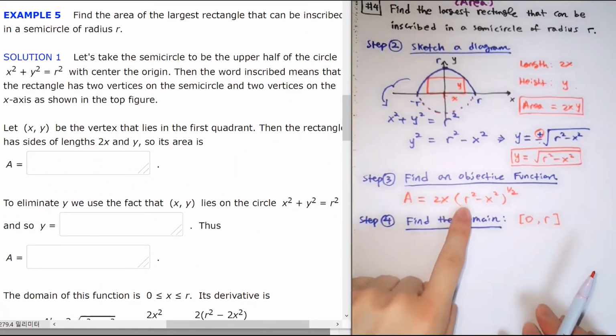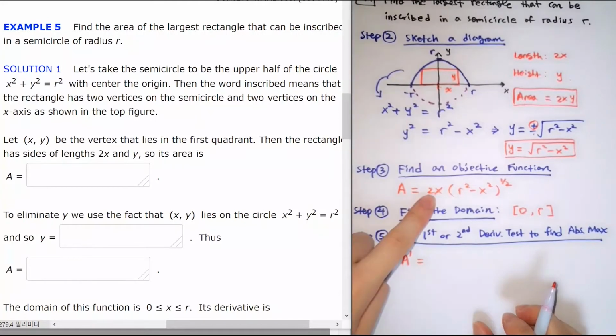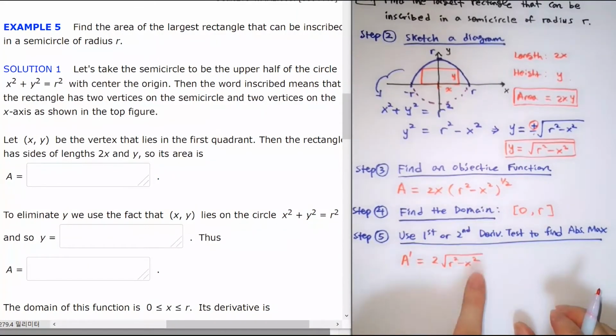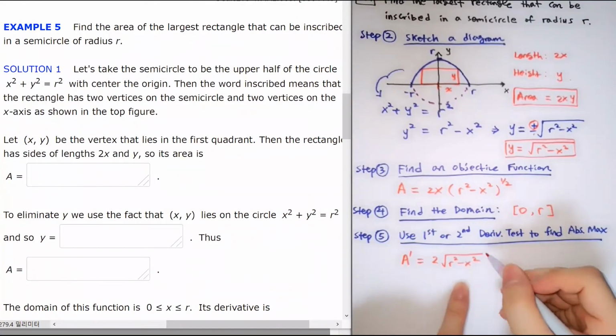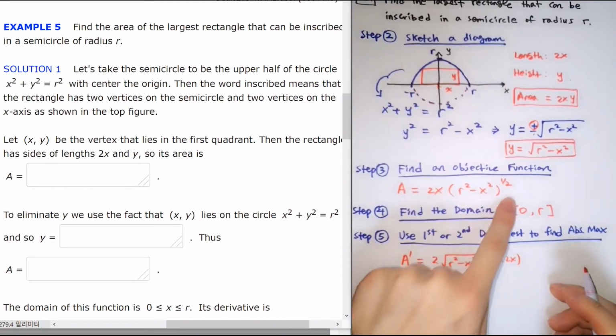Next, we're going to find the derivative of this using the product rule. The derivative of A is the derivative of the first times the original second. I'm just going to write down the radical now. Plus the original first times the derivative of the second.